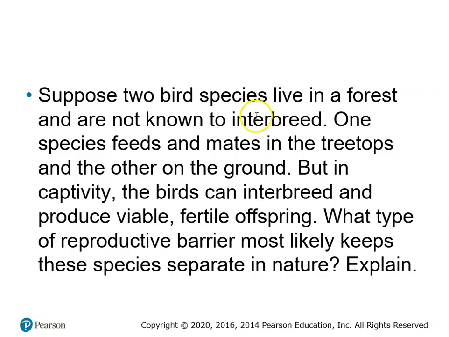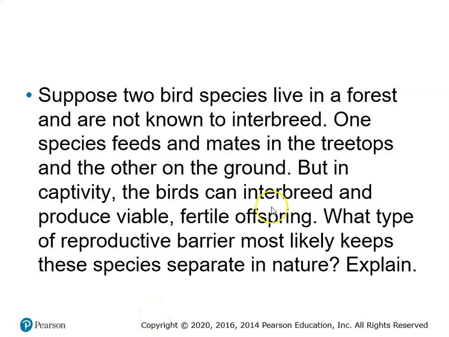Suppose two bird species, all right, here's a question for you. Suppose two bird species live in a forest and are not known to interbreed. One species feeds and mates in the treetops and the other on the ground. But in captivity, the birds can interbreed and produce viable, fertile offspring. What type of reproductive barrier most likely keeps these species separate in nature? Go ahead and pause and answer it.